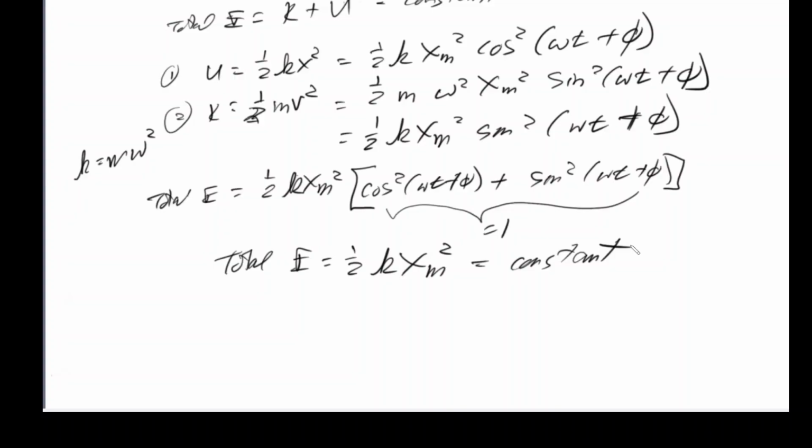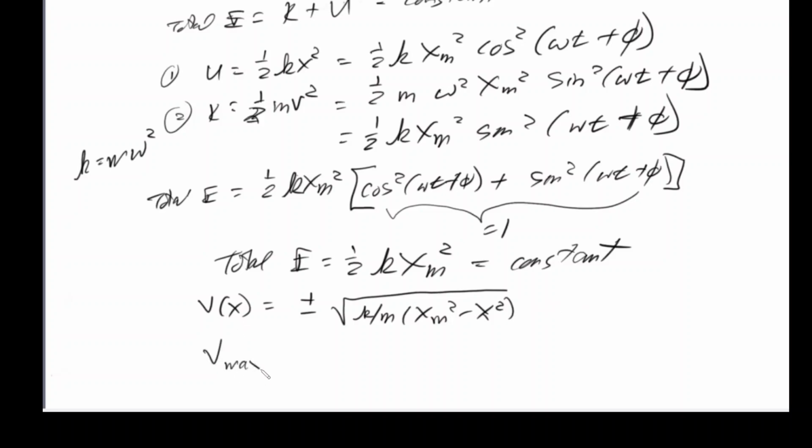Now, you can also solve for v of x instead of v of t. And that's equal to plus or minus the square root of k over m times xm squared minus x squared. And that gives you the velocity of the spring mass determined by x. And we can also solve for v max. That becomes the square root of k over m times xm.